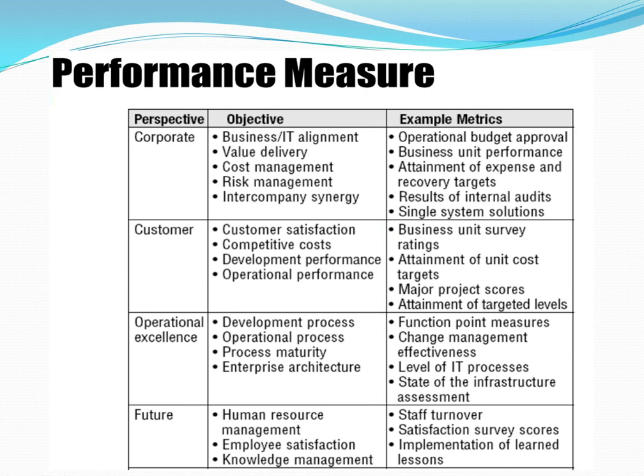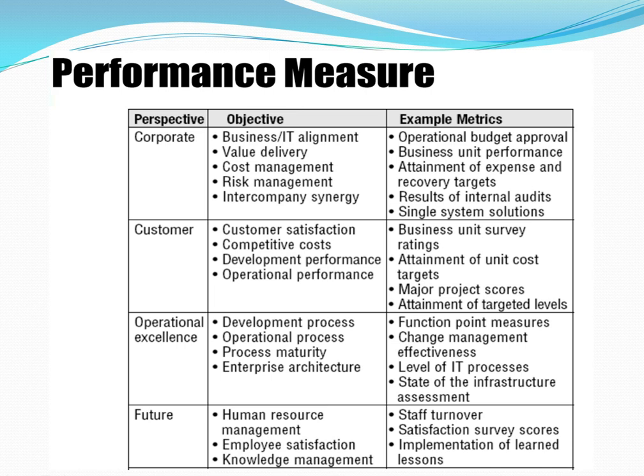Now, performance measurement. These are examples of metrics that you can use to measure performance at the corporate level, customer level, operational level, and future. Looking at objectives for business through IT alignment, you talk about operational budget approval. Was it approved? Value delivery, cost management, risk management, intercompany synergy. So you have examples of how you can measure them. Then you go to customer.